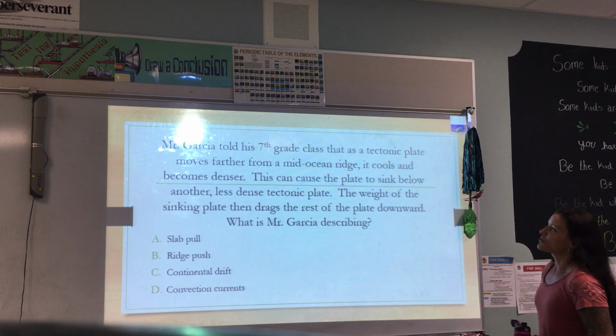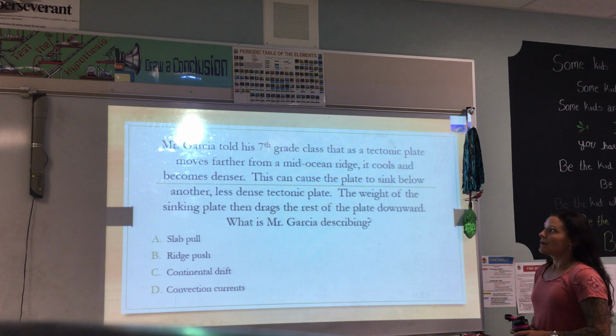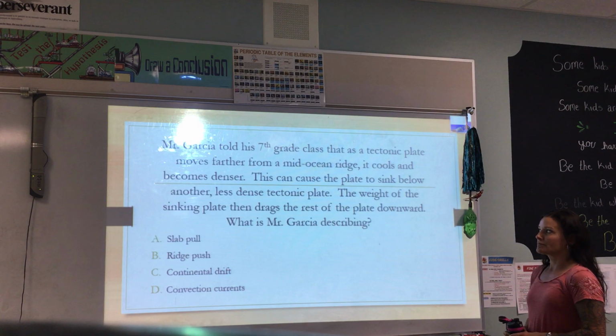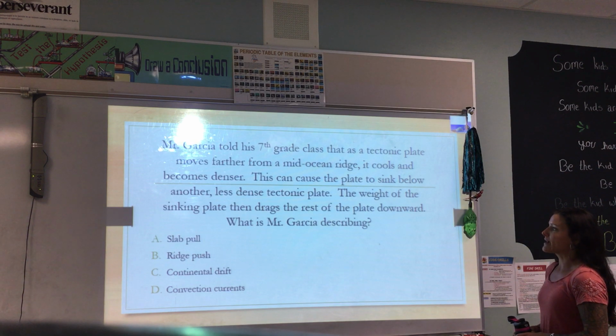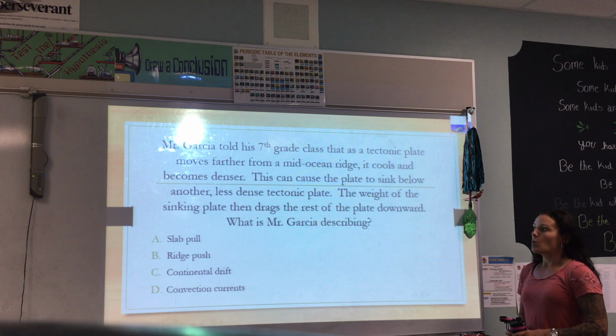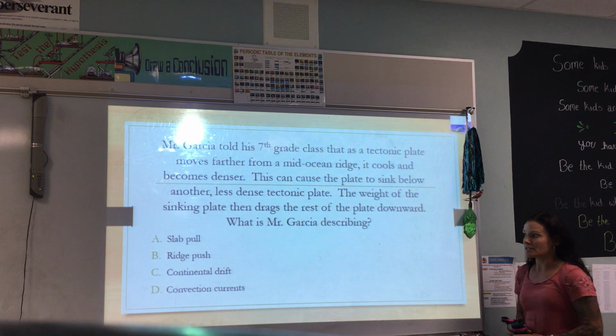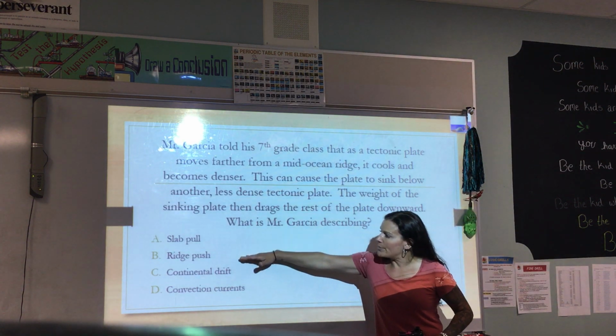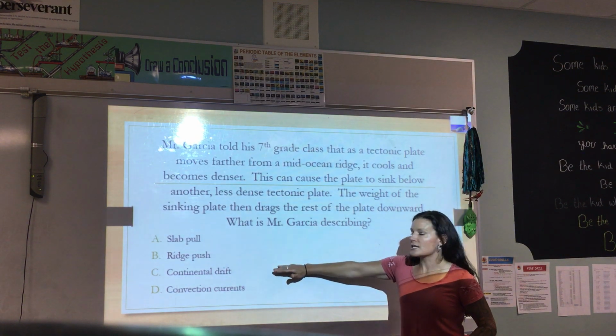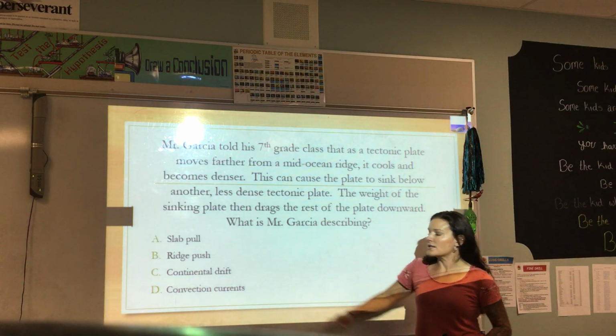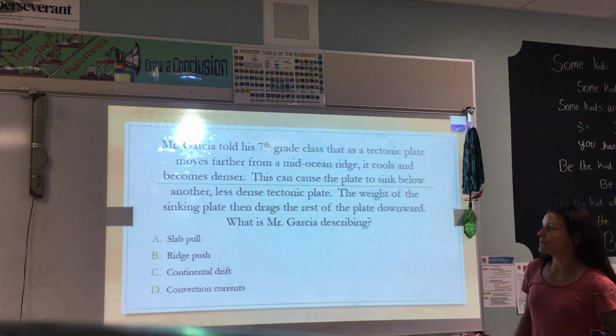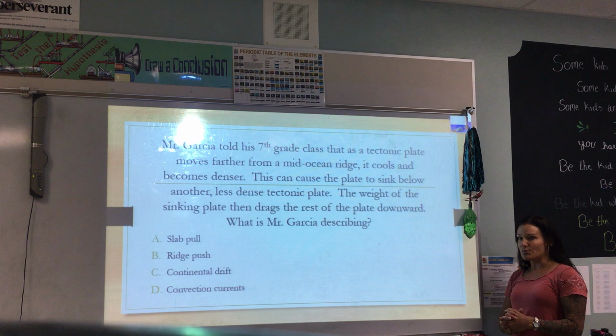Mr. Garcia told his 7th grade class that as a tectonic plate moves farther from a mid-ocean ridge, it cools and becomes denser. This can cause the plate to sink below another, less dense tectonic plate. The weight of the sinking plate then drags the rest of the plate downward. What is Mr. Garcia describing? Is it A, slab pull, B, ridge push, C, continental drift, or D, convection currents? If you viewed the first lesson on YouTube, then you should be able to very easily answer this question.